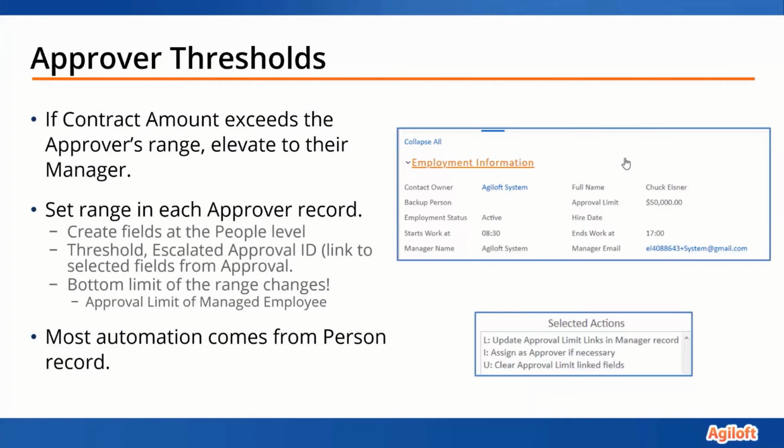Next, we are going to look at approver thresholds. With this functionality, if the dollar value for a contract exceeds the approver's threshold, the approval is assigned to their manager. If the dollar amount exceeds the manager's threshold, the approval escalates once again. The approval continues to escalate until somebody with a high enough threshold is able to approve.